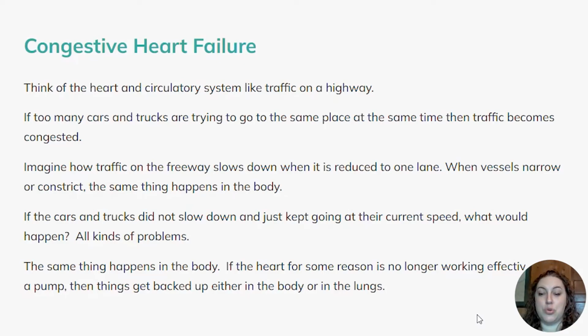If the cars and trucks did not slow down and just kept going at their current speed, what would happen? All kinds of problems. The same thing happens in the body. If the heart, for some reason, is no longer working effectively as a pump, then things will get backed up either in the body or in the lungs.